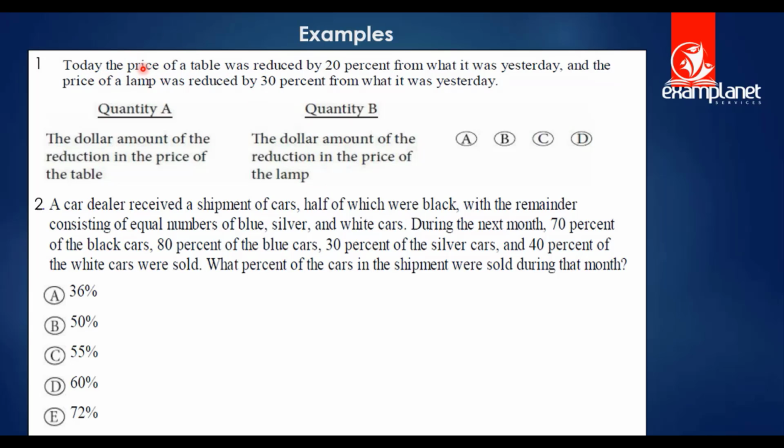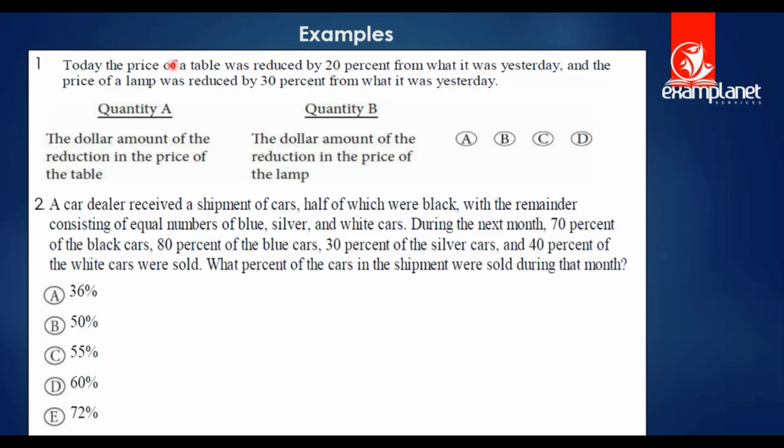Now, if we go back to the information we have here, the price of the table was reduced by 20% from what it was yesterday. Now, what was the price yesterday? And it was reduced by 20% today. Now, we don't know the price of the table. So, we don't even know the amount 20% will be. And the price of the lamp was also reduced by 30% from what it was yesterday. What was the price of the lamp yesterday? So that we can know what the 30% of that price will be.